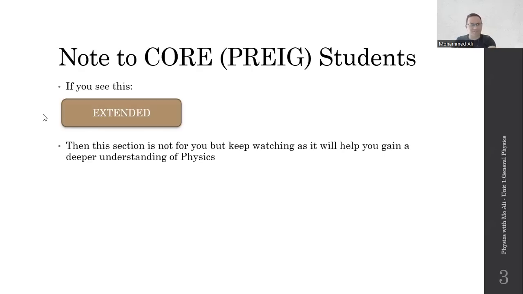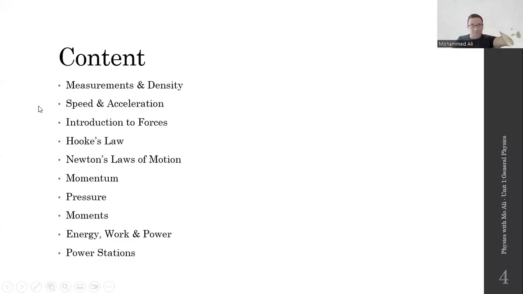Let's get started. So what are we studying today? In Unit 1, it's very important to keep in mind what chapters we have and what things we're going to discuss and study. There's measurements and density, so mass, volume, how do we measure these things, how do we calculate density, and so on. Speed and acceleration, very important topic, very common topic as well. How do you calculate speed, speed time graphs, distance time graphs, acceleration, and so on.